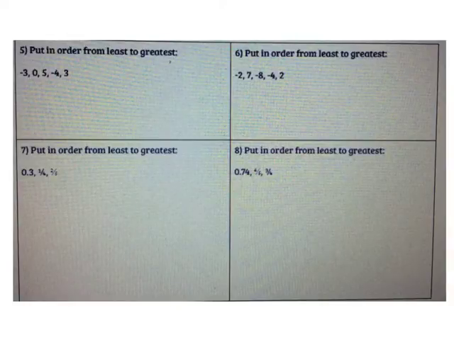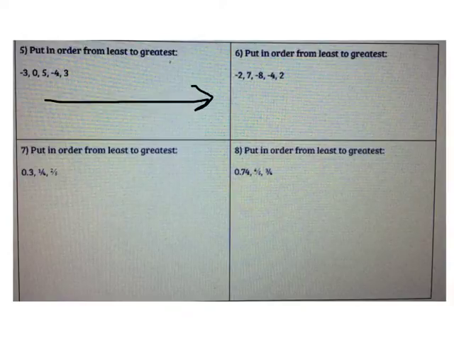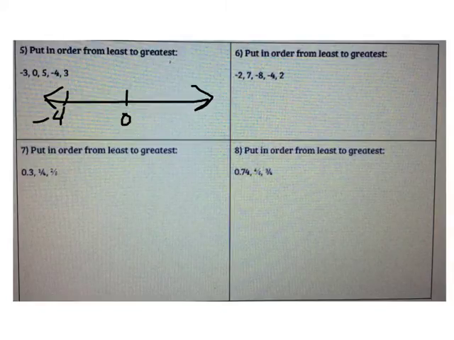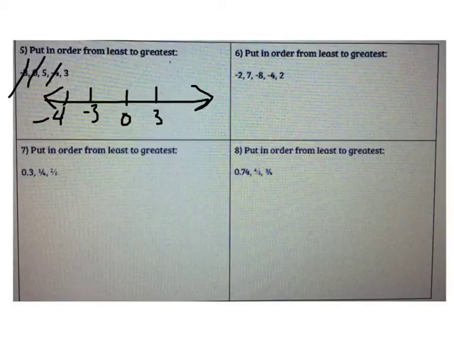Now let's put some numbers in order from least to greatest. -3, 0, 5, -4, and 3. If I were to put these on a number line with 0 in the middle, which number would be worth the least? Which one is farthest from 0 on the negative side? It's -4. Which number would come next? -3, then 0. Which number would come next? 3. And which number would come next? 5. So if I put these numbers in order, -4 is the smallest, then -3, then 0, then 3, then 5.